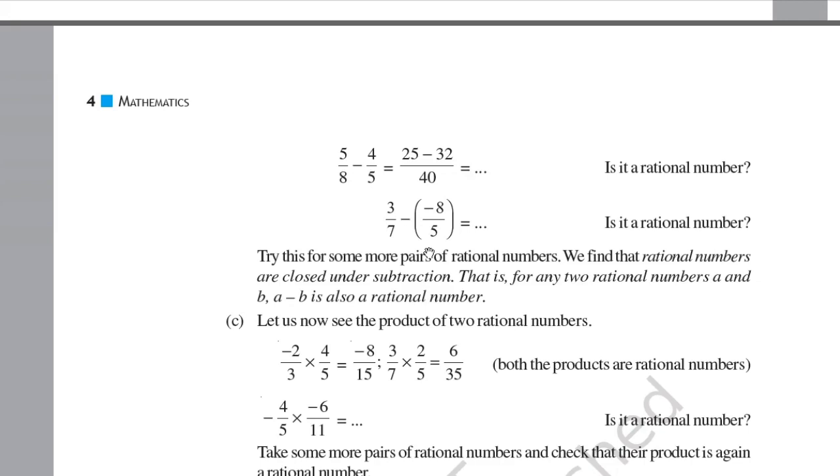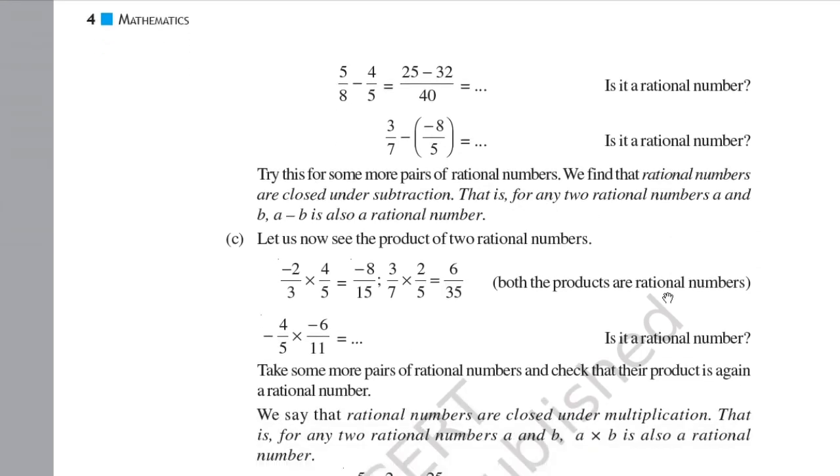Here also you can see that in a similar way you can do that. It will also be a rational number. So try this for some more pairs of rational numbers. We will find that rational numbers are closed under subtraction. That is, for any two rational numbers a and b, a minus b is also a rational number.